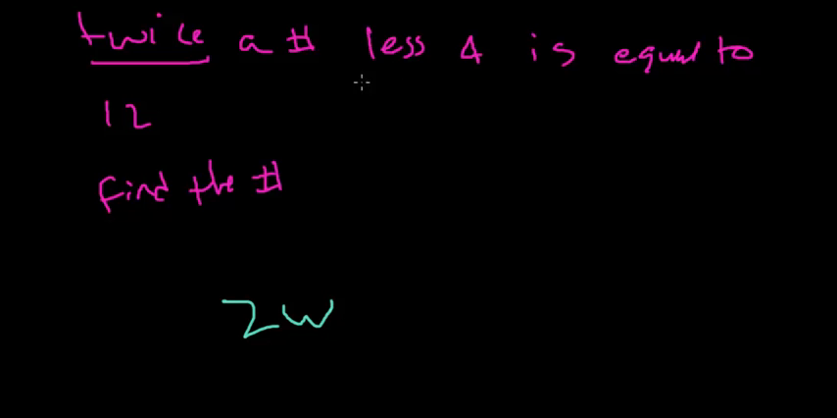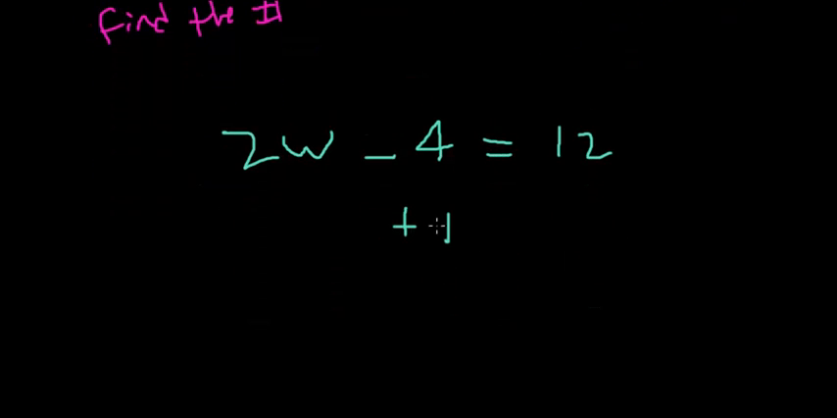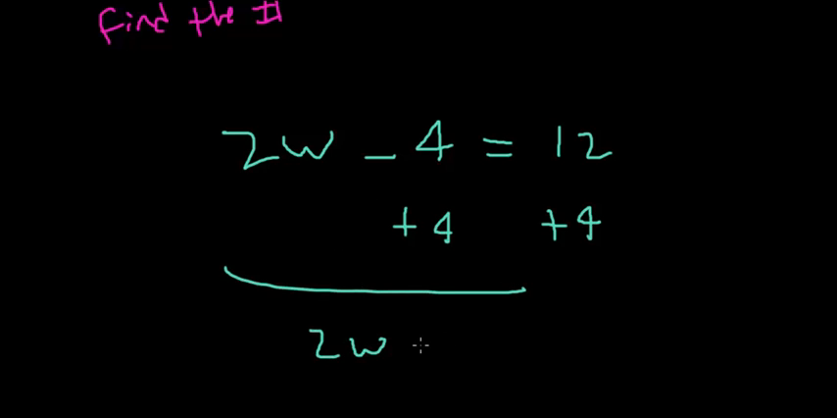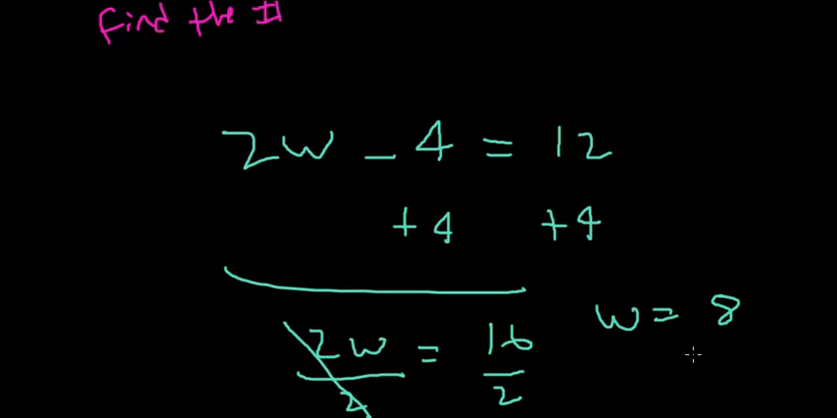Less 4, well, less, remember John was 5 inches less than or shorter than, so we're going to be subtracting. So twice a number less 4 is equal to 12. And now we have a two-step equation, and we can just solve from there. So we're going to add 4 to both sides. It's going to give me 2w equals 12 and 4 is 16. And then now we just divide by 2, both sides. 2's cancel. 16 divided by 2 is 8. So that number is 8.